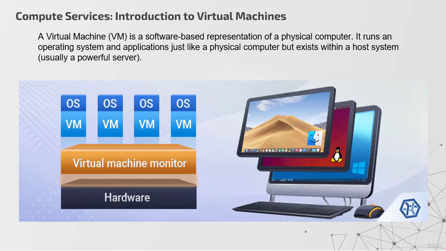So the first thing we're going to do is make an introduction to virtual machines. So what is a virtual machine? A virtual machine, or a VM, is a software-based representation of a physical computer. It basically runs an operating system and applications just like a physical computer, but exists within a host system, which is usually a powerful server. Now, virtual machines utilize the hardware resources of this host system, but they operate in isolated environments, and this isolation allows multiple virtual machines to run concurrently on a single physical machine without interference.